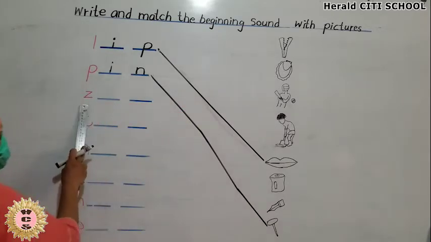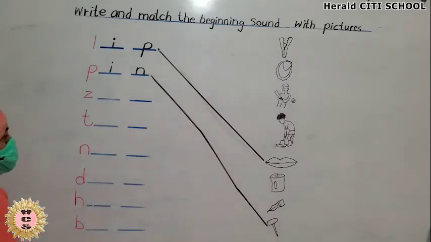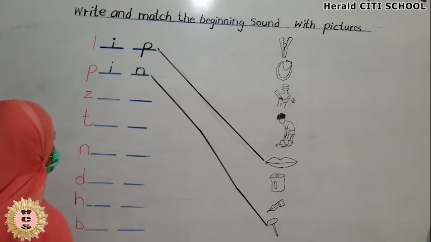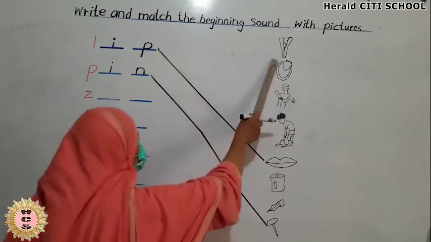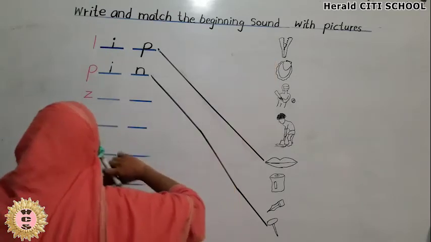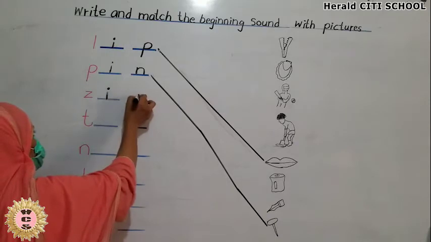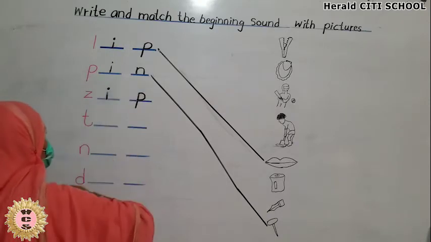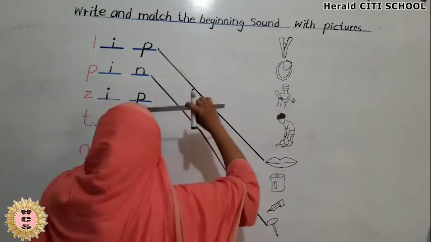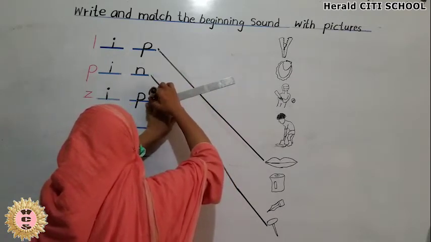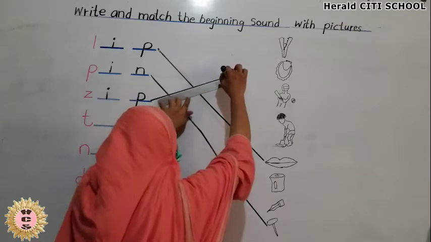Now children, which sound is this? Z. And look at the pictures. Which thing is giving the sound of Z? Yes, this is a zip. Z. And the spelling of zip is Z-I-P. Zip. Now children, we will match the word zip to the picture of a zip.